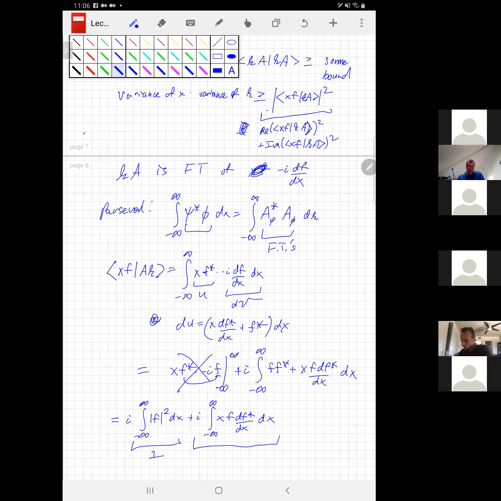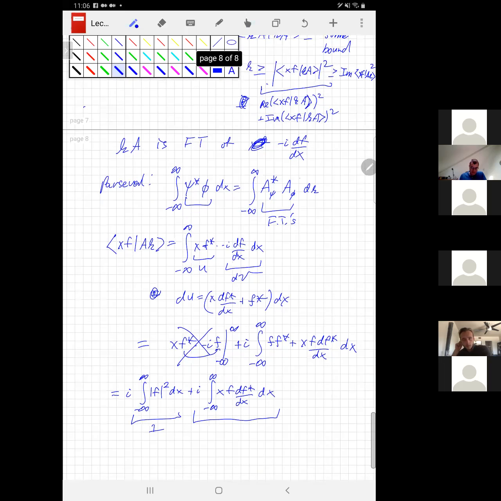Except I said up here, you know what? We know that we could break this into something involving a real part and something involving an imaginary part. If we break this up like that, that must be bigger than or equal to the imaginary part squared. All right, the thing that we're looking for must be bigger than the square of the imaginary part of that inner product.